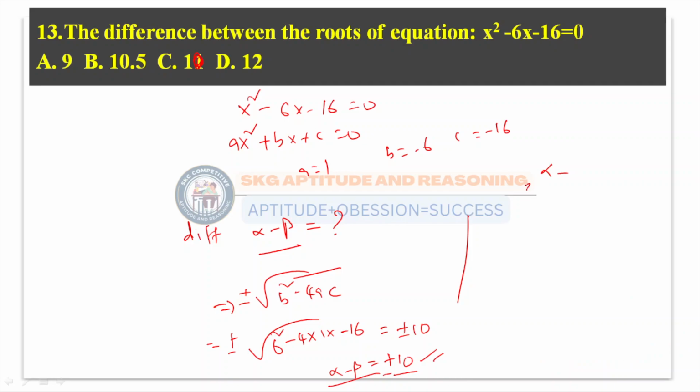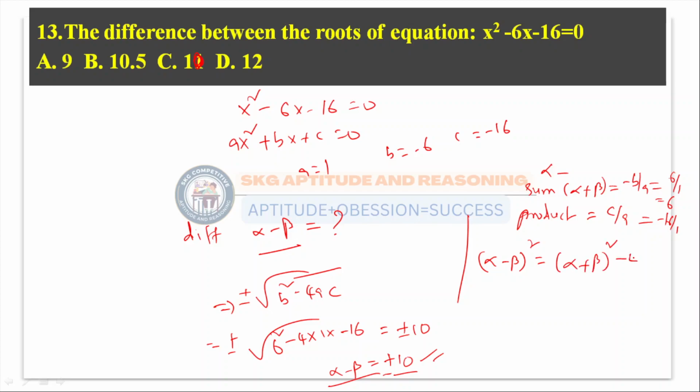the sum of roots, alpha plus beta, will be equal to minus b by a, and the product of roots will be equal to c by a. The sum of roots is minus of minus 6 by 1, that is equal to 6, and the product of roots is minus 16 divided by 1. If we need the value of alpha minus beta whole square, it will be equal to alpha plus beta whole square minus 4 alpha beta. So we know the sum of roots, 6 square, minus 4 into the alpha beta value, which is minus 16. 36 plus 64 will get us 100. So alpha minus beta is equal to square root of 100, and that will be equal to 10.